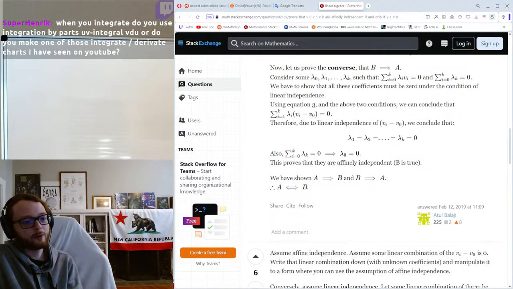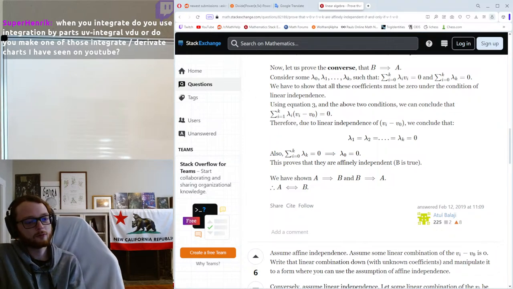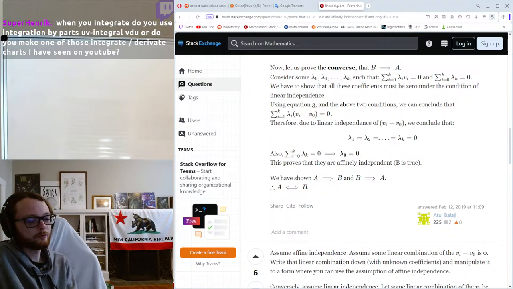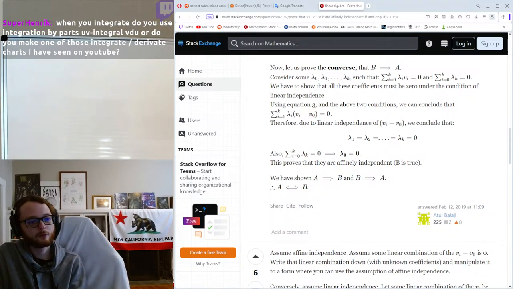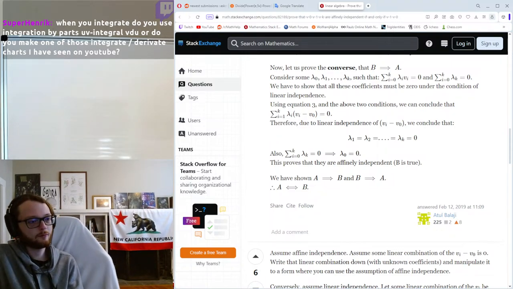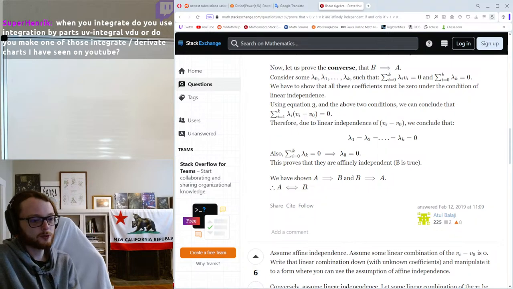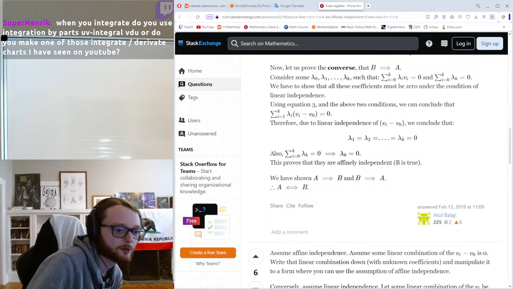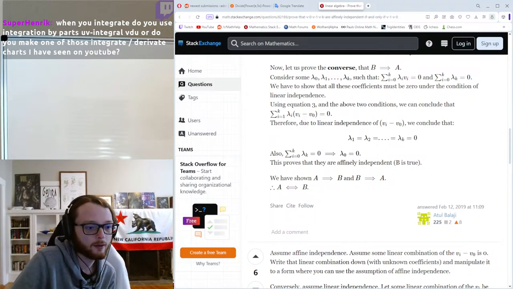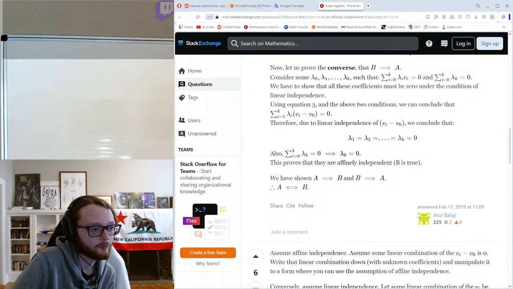When you integrate, you have to use integration by parts, the integral of u dv, v du. You have to make those charts that you've seen on YouTube. For your problem, I don't think you need integration by parts, but if you're asking just in general, Henrik, you never need the chart, but the chart is helpful if you have to do it multiple times.